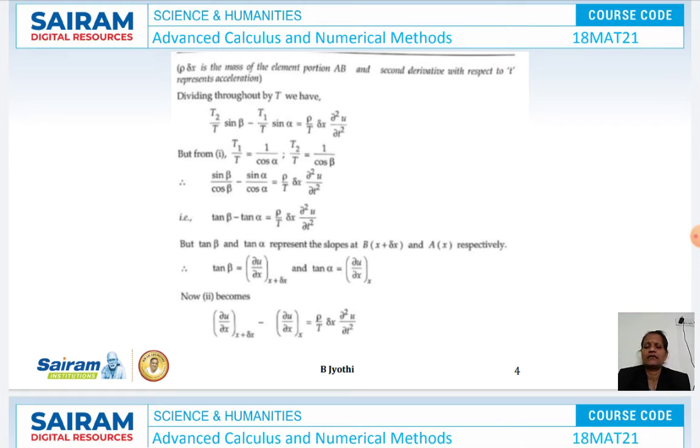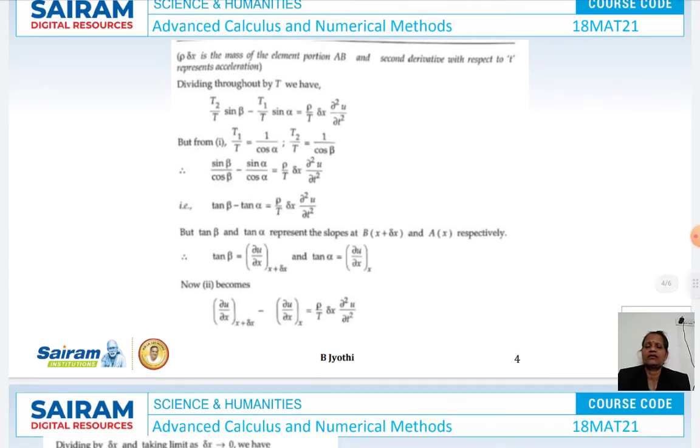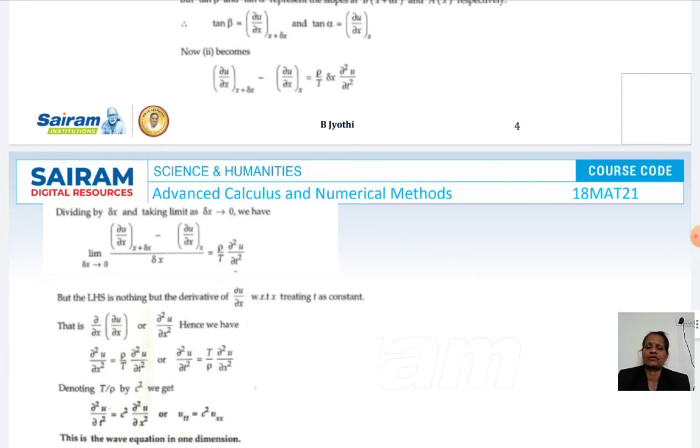That is, tan beta minus tan alpha is equal to rho by T into delta x del square u by del t square. But tan beta and tan alpha represent the slopes at B, which is x plus delta x, and at A, which is x, respectively. Therefore, tan beta is del u by del x at x plus delta x and tan alpha is del u by del x at x. Now the second equation becomes del u by del x at x plus delta x minus del u by del x at x is equal to rho by T into delta x into del square u by del t square.